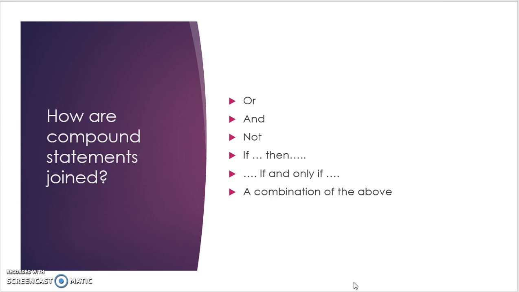Now there's if-then. It says if the first one is true, then the second one must be true. But in a logic sense, if the first one is false, we have no idea what's going on with the second one. We don't know. Then we have something called if and only if, and I'll talk about that on the next slide. Or you can have any of these joined together, so you can have 3 parts in a compound sentence joined together.